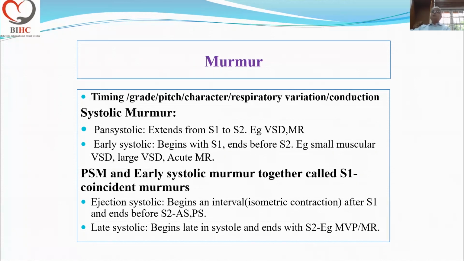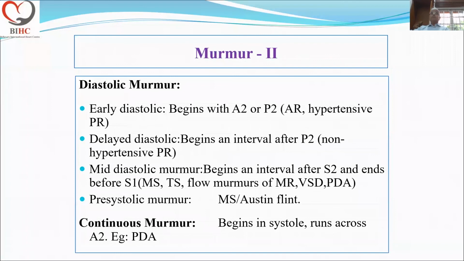That happens with aortic stenosis and pulmonary stenosis. And late systolic, like in mitral valve prolapse, as the click occurs later in systole, the mitral regurgitation occurs later in systole. Diastolic murmurs similarly can be early diastolic, like an aortic regurgitation murmur, or a pulmonary regurgitation murmur with pulmonary hypertension, called the Graham Steell murmur. They are early diastolic murmurs, and they begin with the respective component of the second sound.